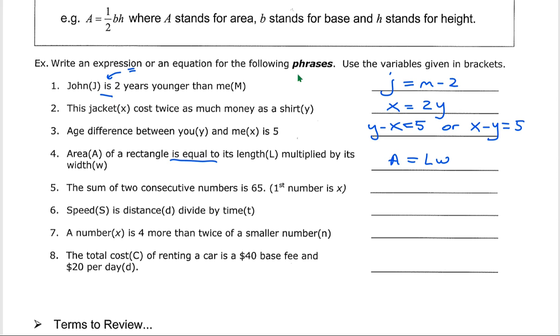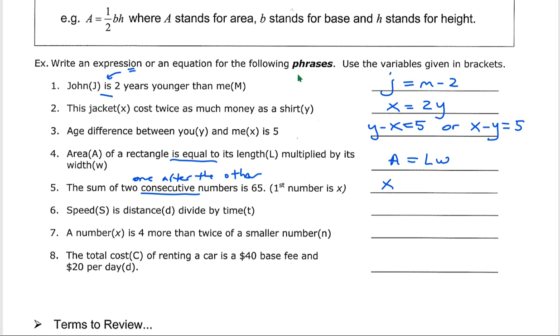The sum of 2 consecutive numbers is 65, and the first number is X. So consecutive means one after the other, like 4, 5, 11, 12, 21, 22. So if the first number is X, what is going to be the second number? The second number is consecutive. It means it's the one that comes next. So if the first number is 11, the second number should be 11 plus 1. If the first number is 100, the second number should be 100 plus 1.